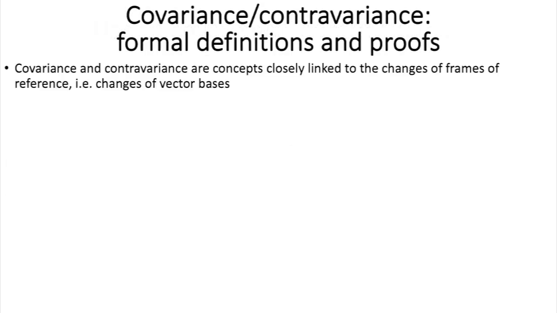Now, although we've just seen what covariance and contravariance are about, I'd like to formalize the use of these concepts to express changes of frames of reference, which is not always very clear nor rigorous from what I've seen on the web or even in some books.